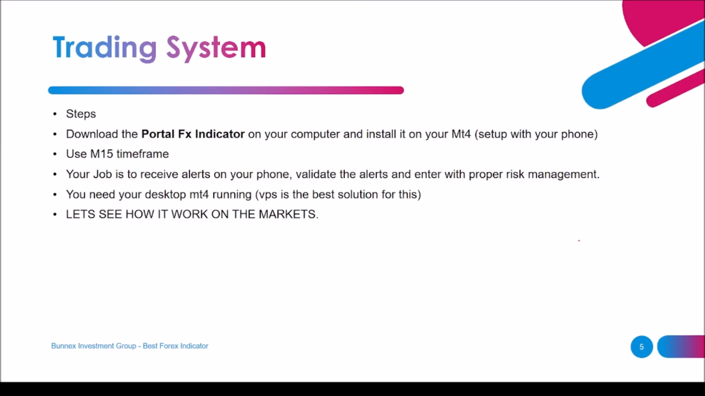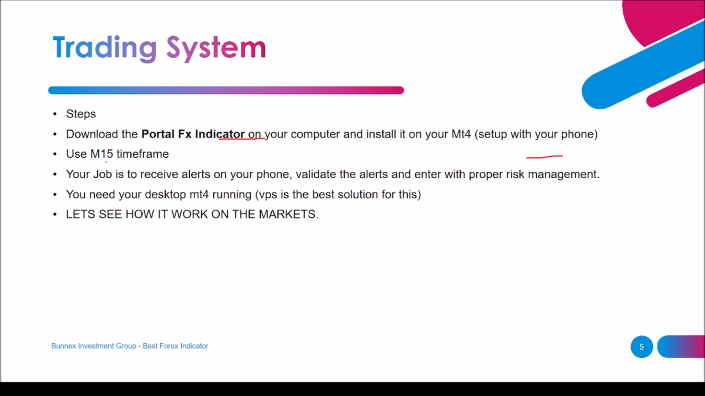So you need a trading system to actually use this particular indicator. So here are a few steps that you need to follow. The first thing that you need is the actual indicator. So firstly, download the Portal FX indicator on your computer and install it on your MT4. So you need to set up your MT4 on your phone as well as on your computer to receive notifications whenever this indicator fires a signal.